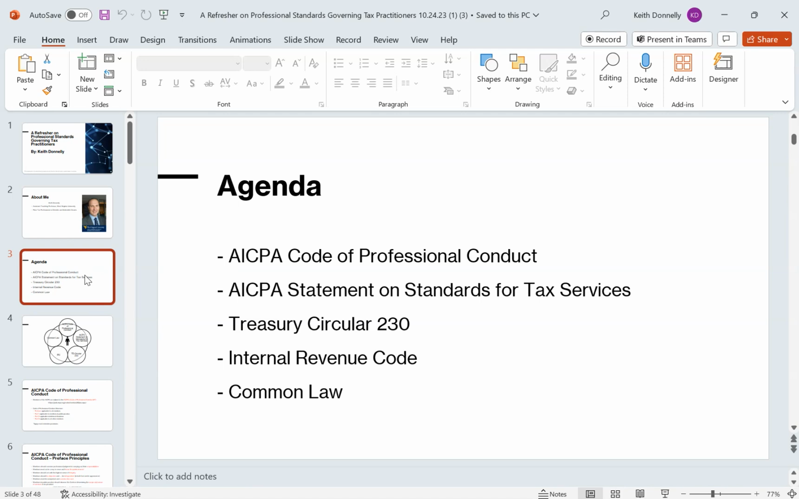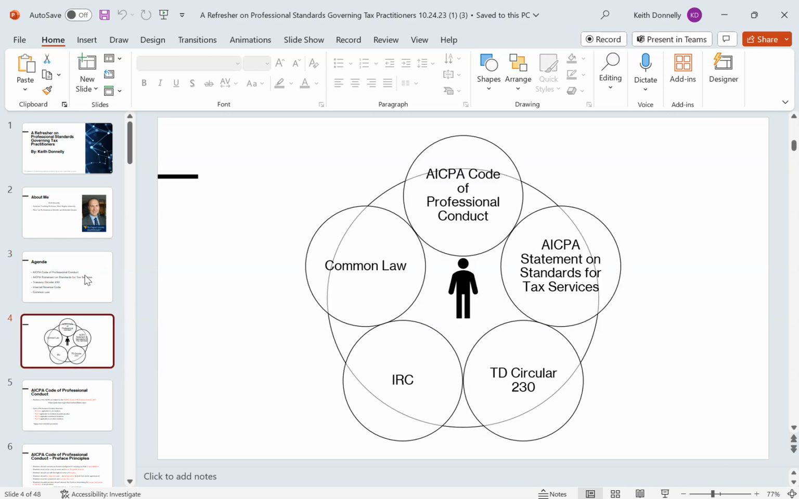Now, if you're a tax practitioner, you're subject to five potential ethical codes. You've got the AICPA Code of Professional Conduct, the AICPA Statement on Standards for Tax Services, Circular 230, the Internal Revenue Code, and the Common Law. While they're thought of as five different things, one mistake you make in practice can touch each of these. One transgression can result in a violation from multiple codes of conduct.